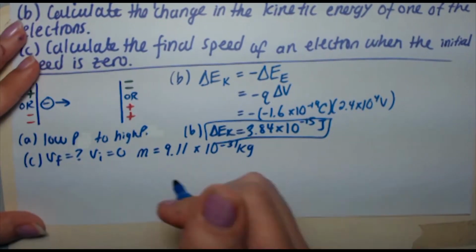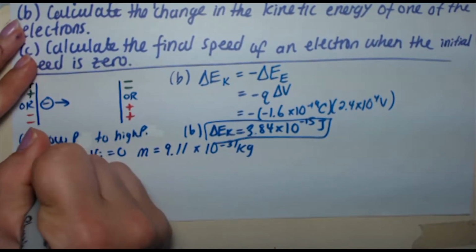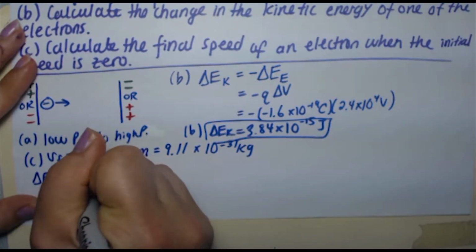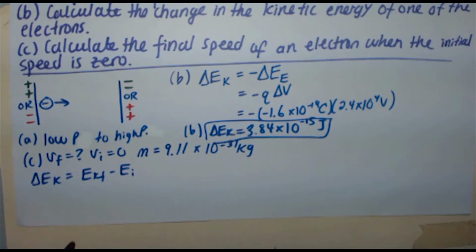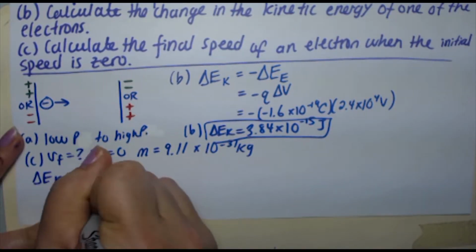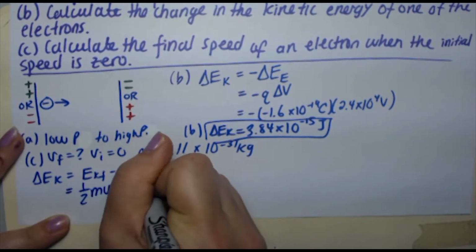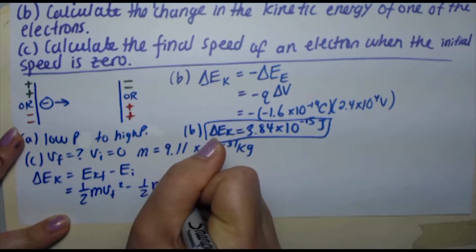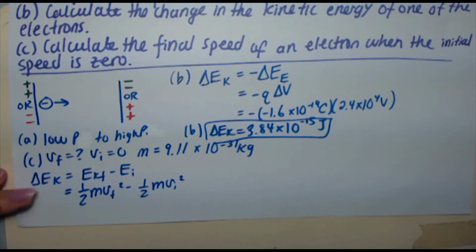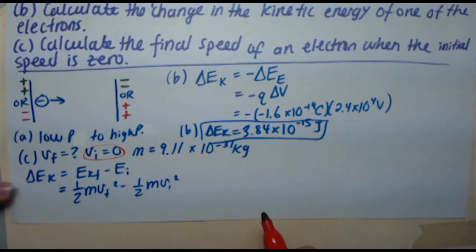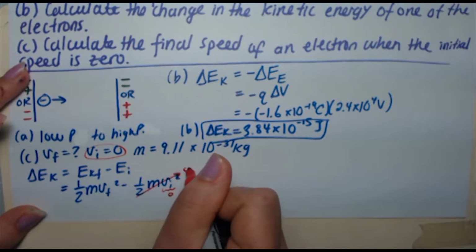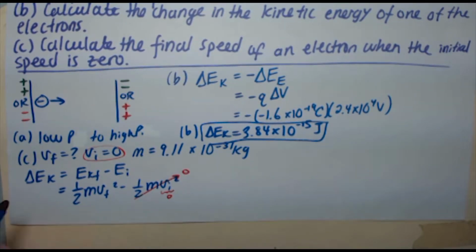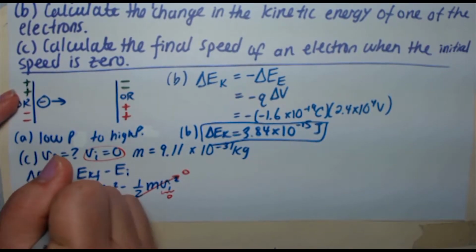So this is going to be my strategy for the last part. The change in kinetic energy means the final kinetic energy minus the initial. Well, kinetic energy is given by 1/2 mv squared. So 1/2 m v final squared minus 1/2 m v initial squared. And the beautiful thing is, well, I know that the initial speed is 0. So Vi is 0, this whole thing goes to 0 because anything times 0 becomes 0. So delta Ek is equal to 1/2 m vf squared.